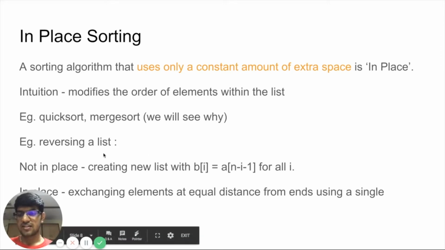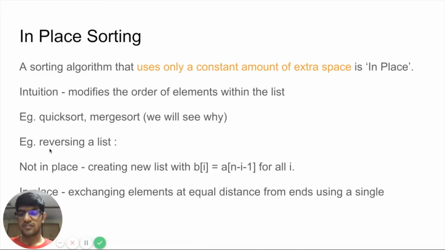Now let us take an example of an in-place algorithm. Say you are given the problem of reversing elements in a list. Now, this task can be done both in place as well as not in place. Let us first look at the algorithm that does not do this task in place.